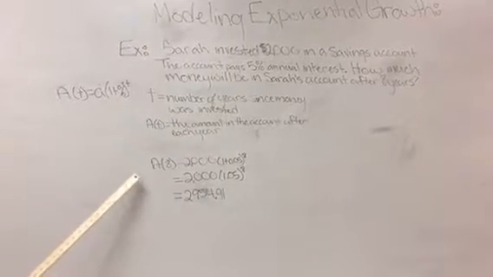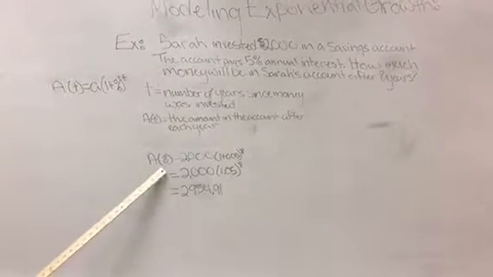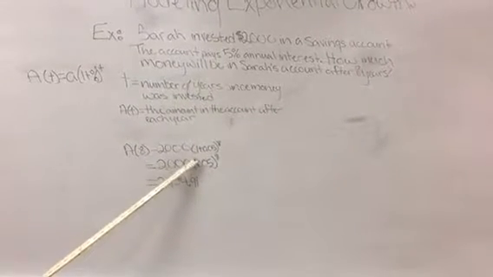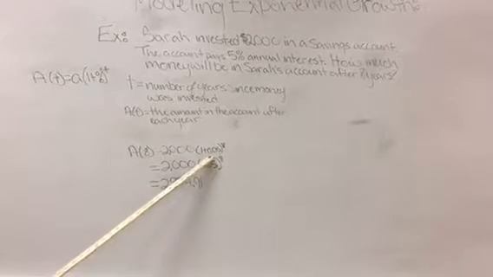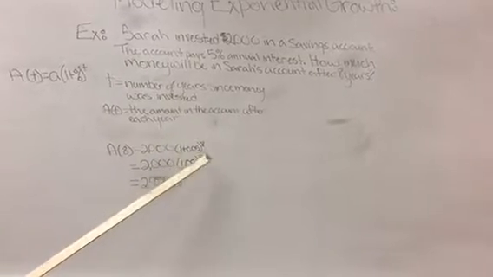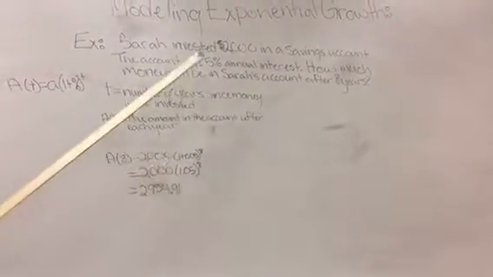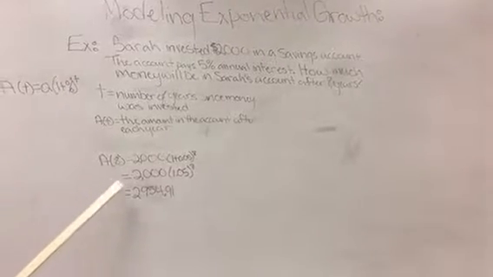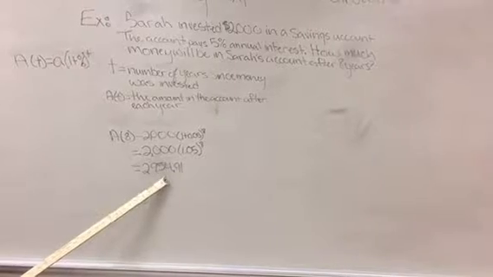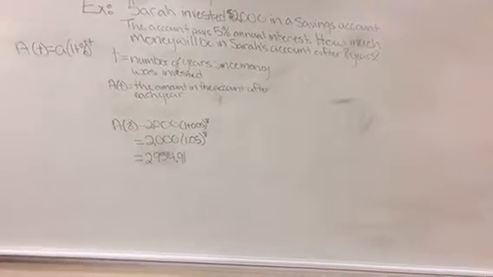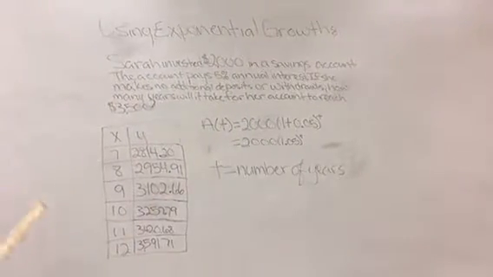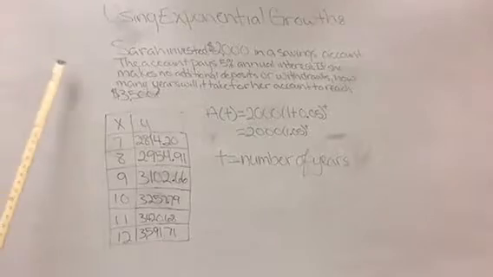So if we plug everything in together, we'll get A of 8 equals $2,000 times 1 plus 0.05 to the power of 8, because the 5 would be the percent and the 8 would be the amount of years. $2,000 is the amount. So if we do all the math together and combine all the terms, it would be $2,954.91.